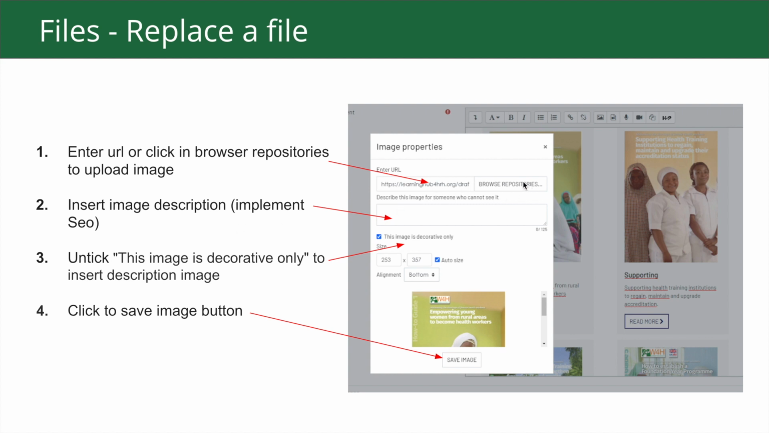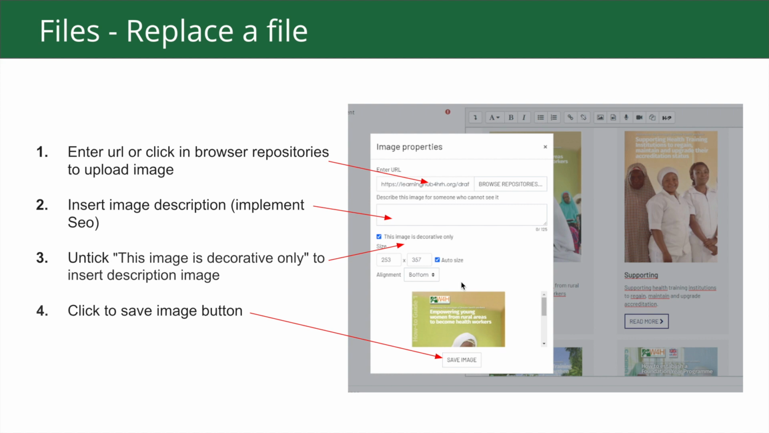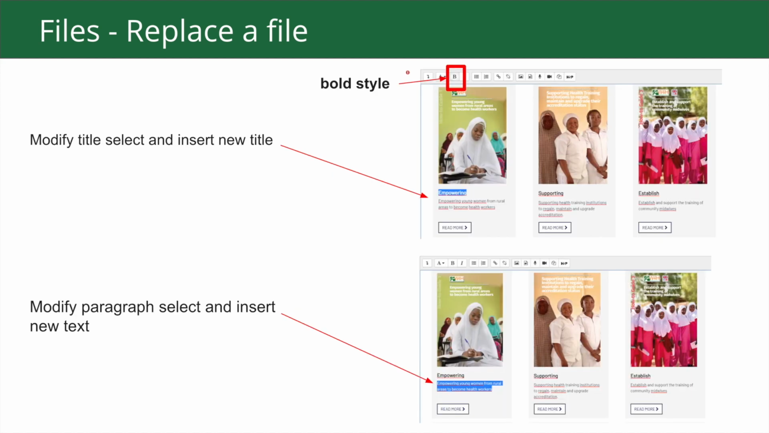Otherwise, you just have to click browse repositories. Sorry, I have a problem with saying this word, repositories. Then a pop-up will appear and you will be able to select the file, and there are some screenshots later in this presentation. Remember, to implement SEO it is always better to have a description of the image, and then just save the image. Then you need to modify the title. Always remember, if you're copying and pasting from a different document, you have to paste without formatting.